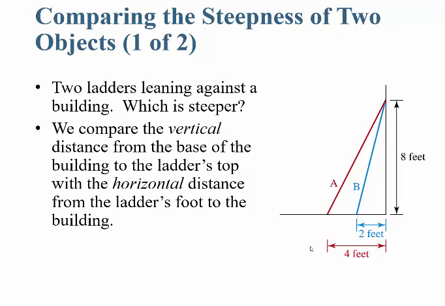So how are we going to figure out which one is steeper? Ladder A or ladder B? So we compare the vertical distance from the base of the building to the ladder's top with the horizontal distance from the ladder's foot to the building. So we're looking at, well, this one rises 8 feet, but it's 2 feet here. This one, A, rises 8 feet, but it's 4 feet here. So let's talk about what we get when we compare those.